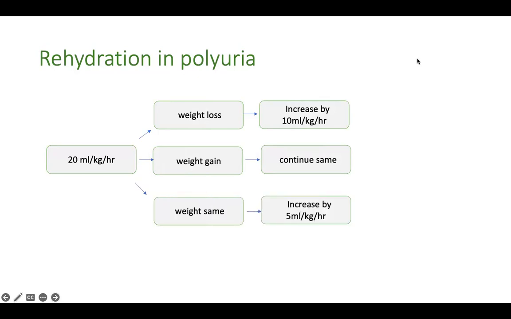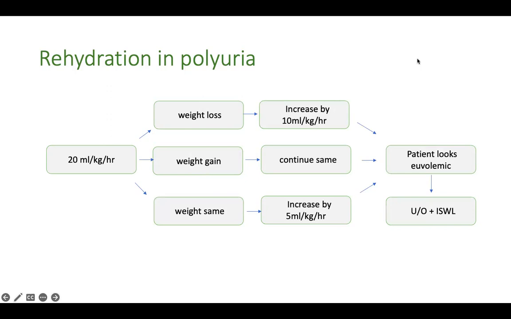If the patient's weight is the same, in spite of you giving 20 ml per kg fluid, the weight remains the same, then increase by 5 ml per kg per hour and continue till you attain either the pre-diarrheal weight or the child looks euvolemic. So this is how you manage a small baby with polyuria. Once the patient looks euvolemic, then you move to urine output plus insensible water loss. That is how you manage polyuria.